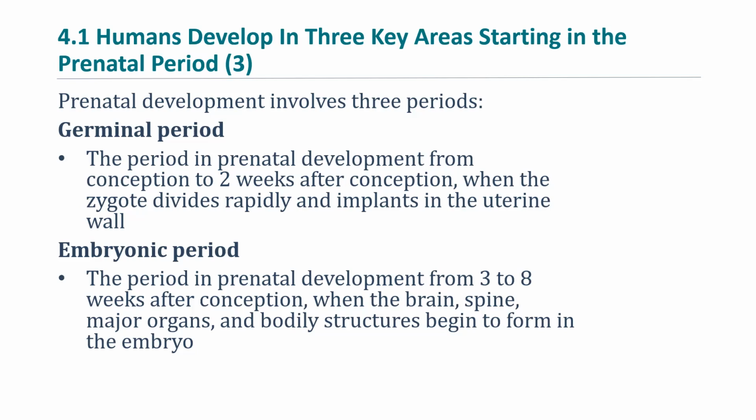The embryonic period is the second major period. As it says here, it lasts from 3 to 8 weeks after conception. So it starts at the beginning of the 3rd week until the end of the 8th week, a total of 6 weeks. And during this period, the brain, spine, major organs, and bodily structures all begin to form in the embryo.